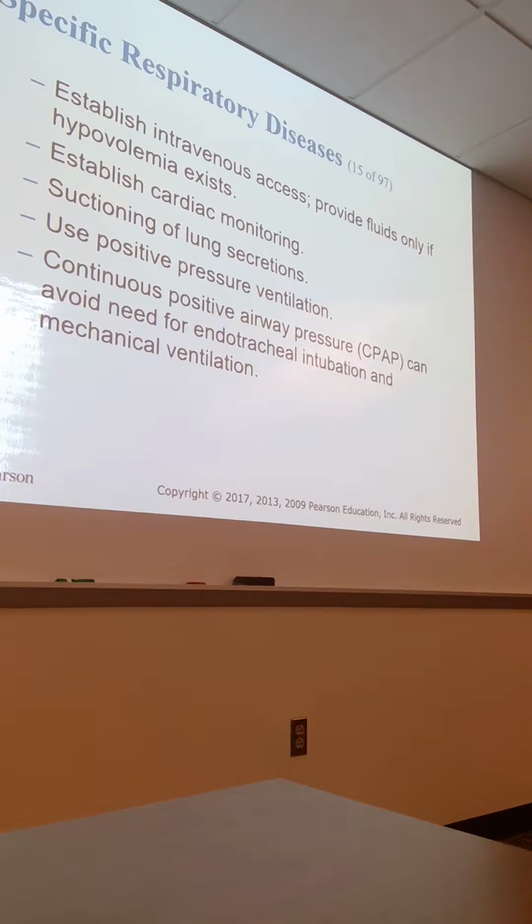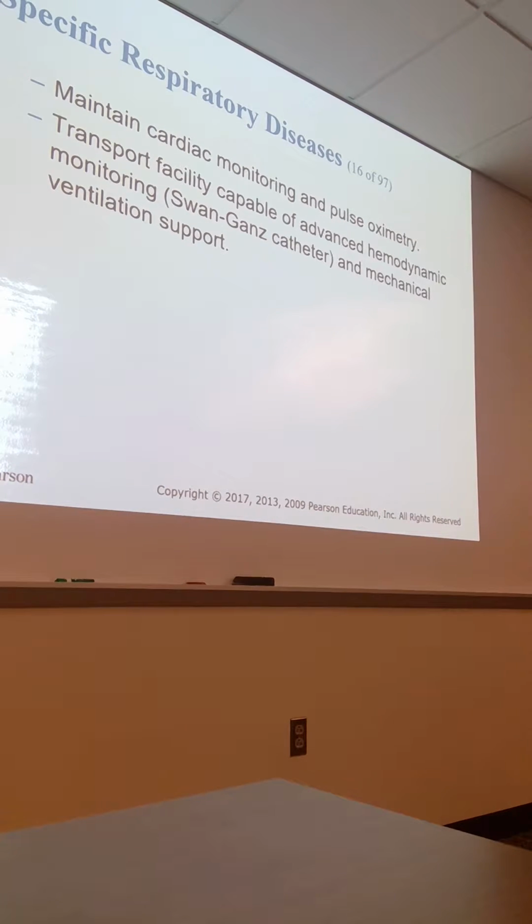Cardiac monitoring, suction, positive pressure ventilation is very helpful, and CPAP can avoid the need for an endotracheal tube, which is frequently necessary. All right. Maintain cardiac monitoring and pulse ox and transport them to a facility where they can do Swan-Ganz monitoring. You all know what Swan-Ganz is? Swan-Ganz is pulmonary wedge pressure.